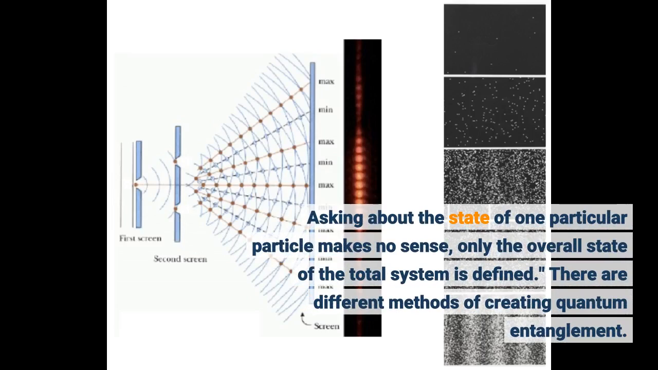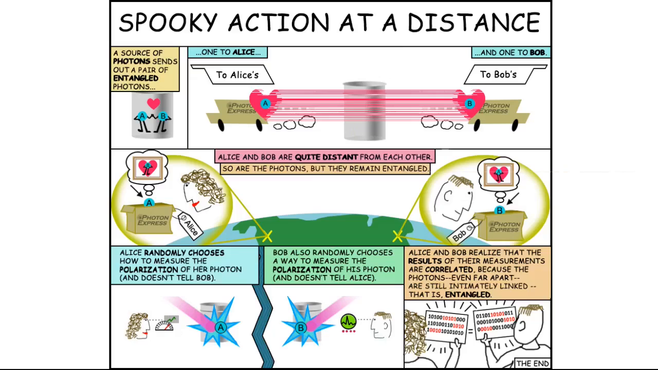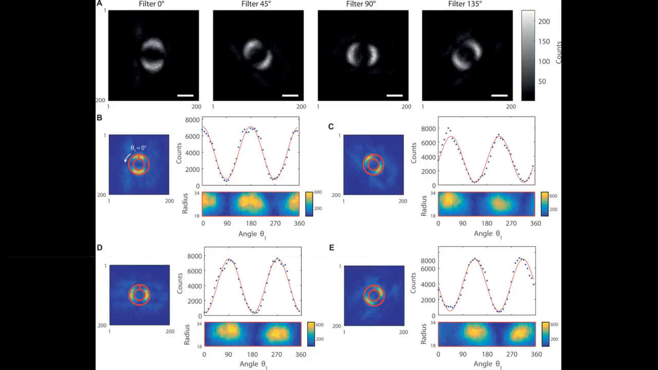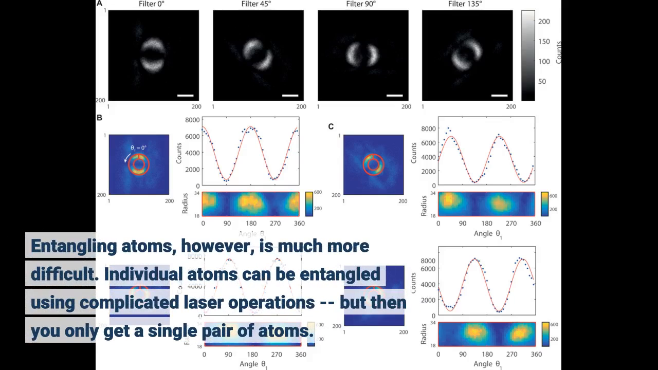There are different methods of creating quantum entanglement. For example, special crystals can be used to create pairs of entangled photons. A photon with high energy is converted by the crystal into two photons of lower energy. This is called down conversion. This allows large numbers of entangled photon pairs to be produced quickly and easily. Entangling atoms, however, is much more difficult. Individual atoms can be entangled using complicated laser operations, but then you only get a single pair of atoms.